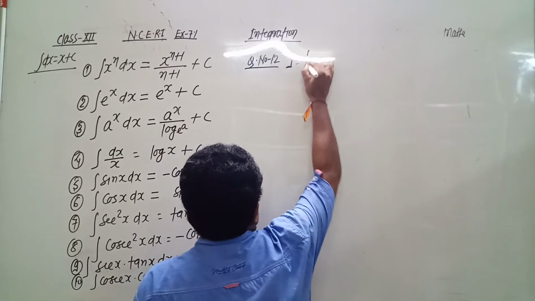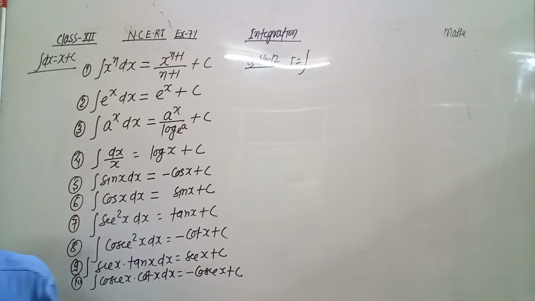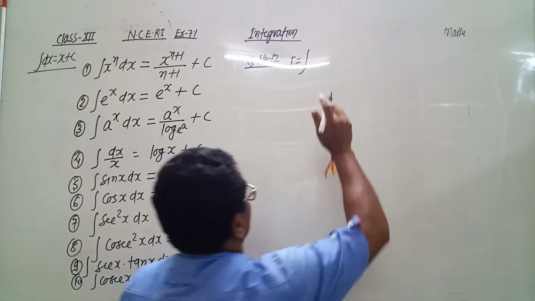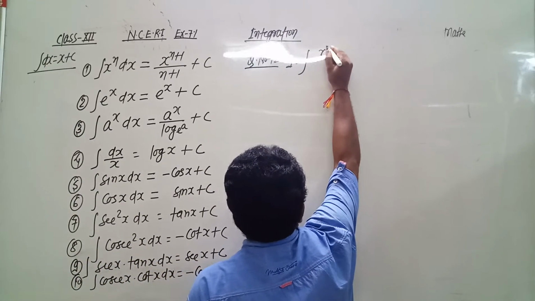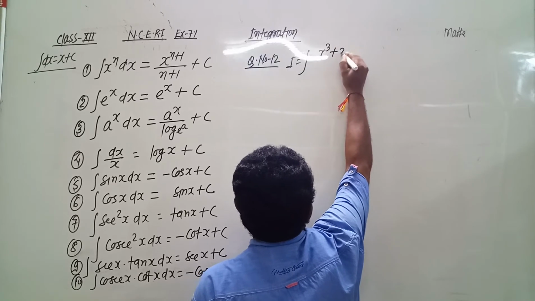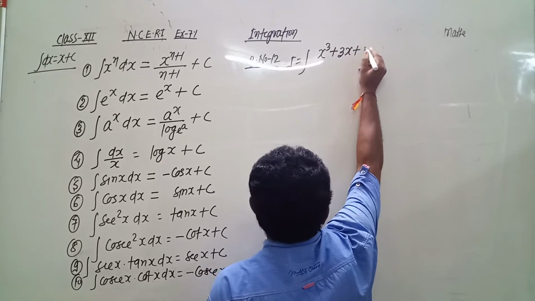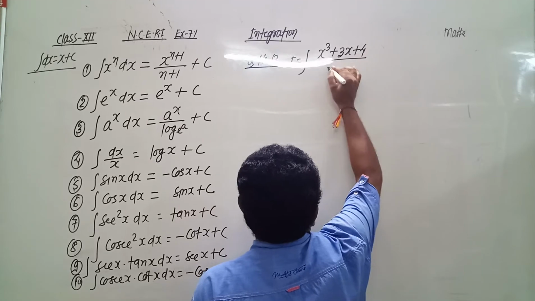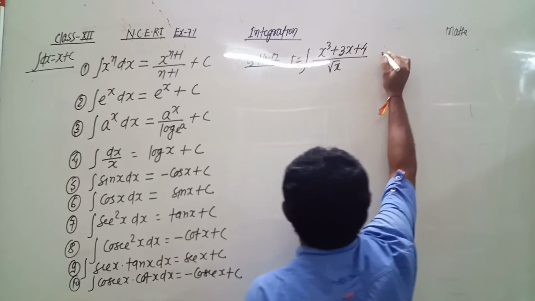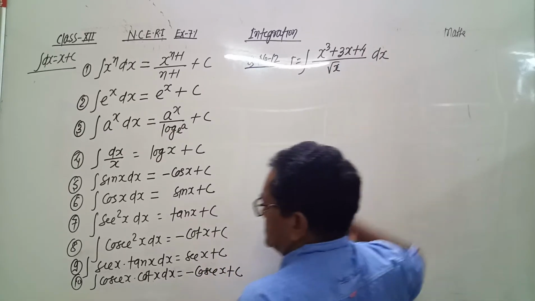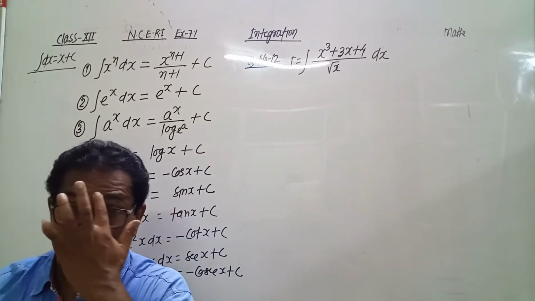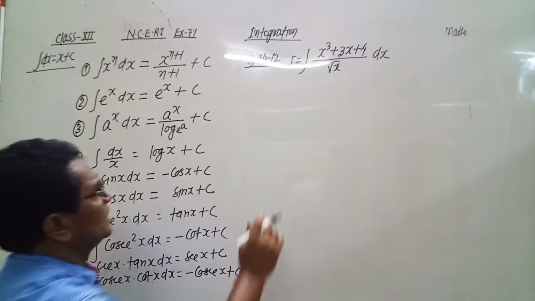Integration I equals integral of (x cube plus 3x plus 4) upon under root of x dx. So in the very first step we have to separate the terms.